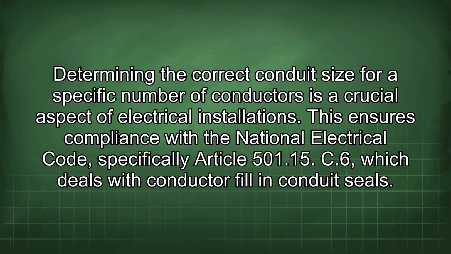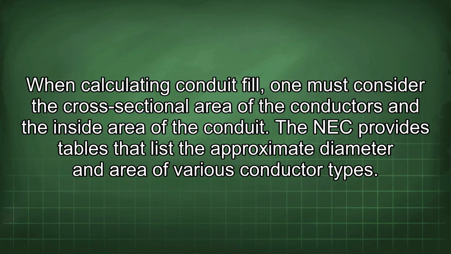Determining the correct conduit size for a specific number of conductors is a crucial aspect of electrical installations. This ensures compliance with the National Electrical Code, specifically Article 501.15 C6, which deals with conductor fill and conduit seals. When calculating conduit fill, one must consider the cross-sectional area of the conductors and the inside area of the conduit. The NEC provides tables that list the approximate diameter and area of various conductor types.